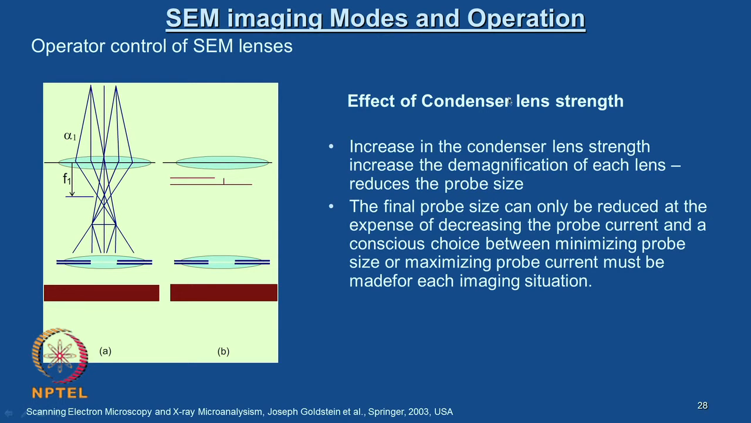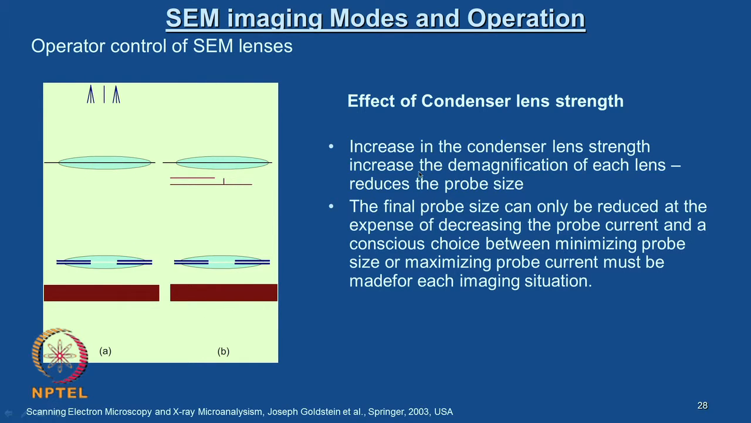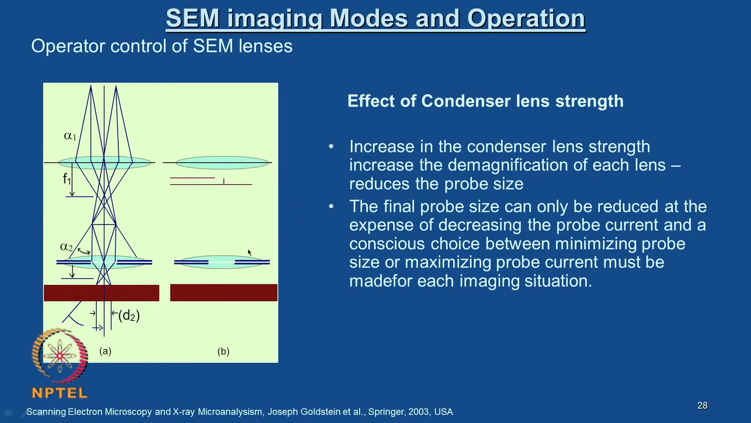The third one is the condenser lens strength, which an operator can control, which is also nicely shown in the schematic. If you increase the condenser lens strength, it increases the demagnification of each lens, which will again cause a reduction in the probe size. You can see that effect very clearly from the schematic.